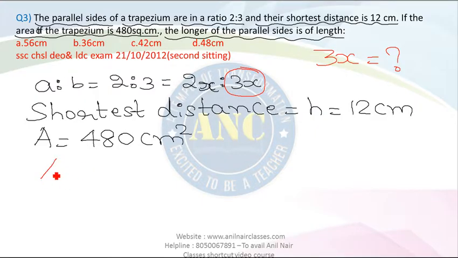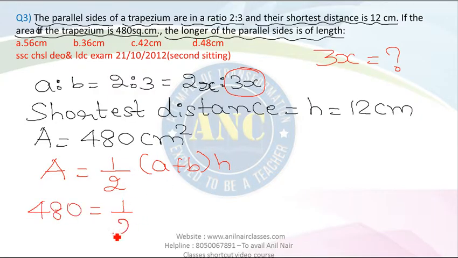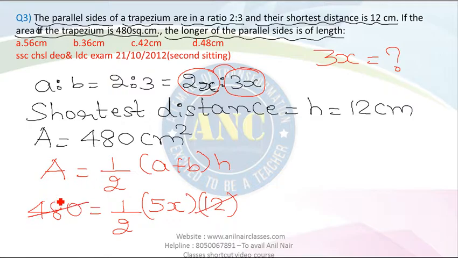Now, we all know that the area of a trapezium is half into (A plus B) into H. The area of the trapezium is given in the question as 480. So 480 is equal to half into (A plus B), which is 2x plus 3x, which is 5x, and the H value is given in the question as 12. So this is nothing but 12 into 1/2, which is 6, and 5 into 6 is 30.